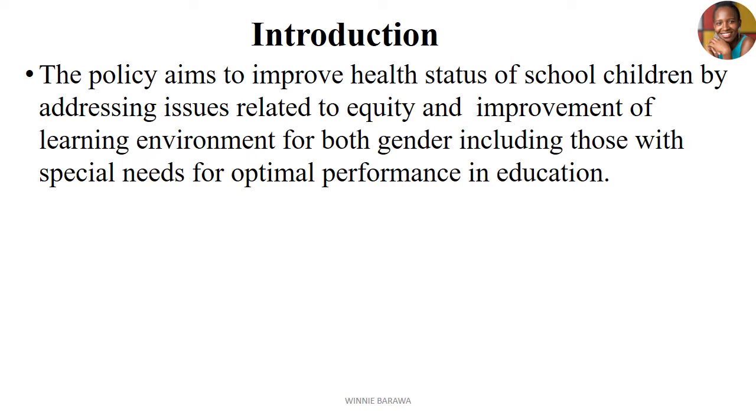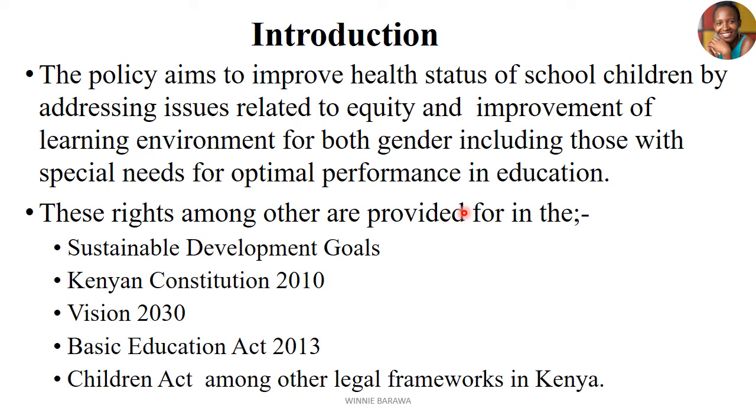So the first part, the introduction, is that the national health policy aims to improve the health status of school children by addressing issues such as equity, and improvement of the learning environment for both genders, including children with special needs, so that these children can have optimal performance in their education. So when this policy was developed, the main agenda was to ensure that the health status of children is addressed and these children are taking advantage of equity and are having a very good learning environment, for both genders, and ensuring that things related to special needs are also catered for.